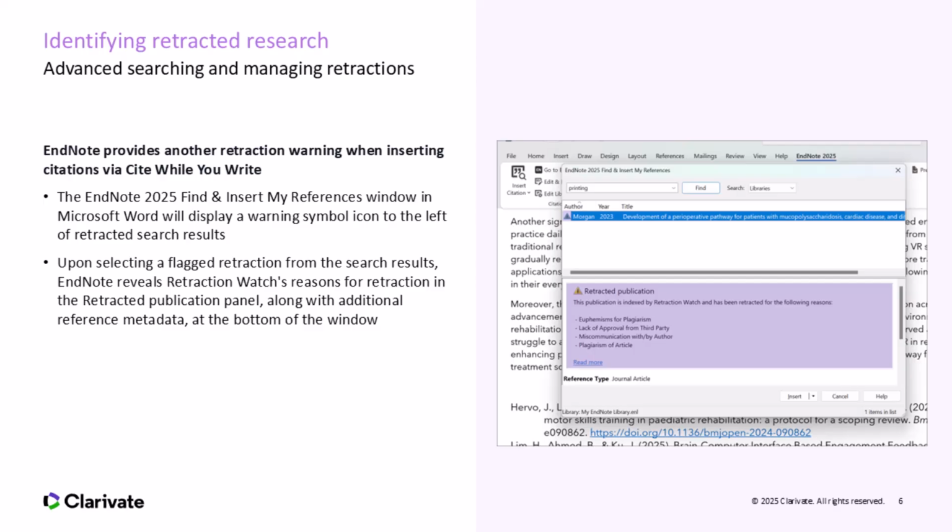When you click on a flagged reference, EndNote reveals more information at the bottom of the window in the Retracted Publication panel. This includes the official retraction notice provided by Retraction Watch, along with key citation metadata. This way, you can review the retraction notice directly without leaving Word and decide whether to proceed with citing the source or find an alternative.